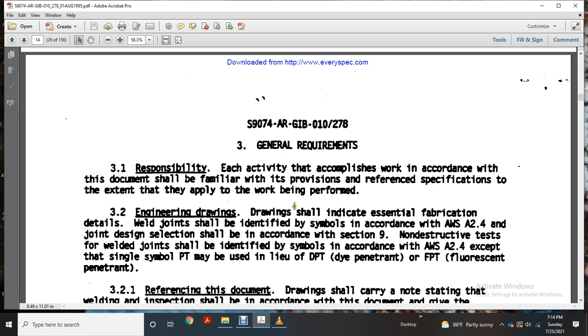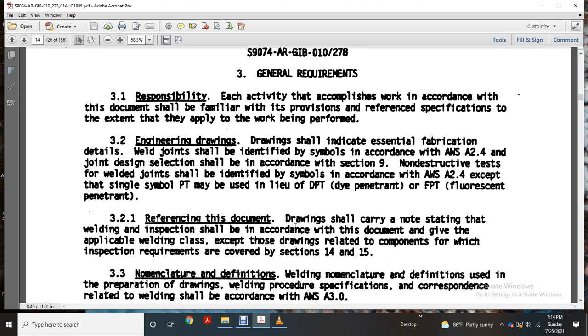Reference of this document, the drawing shall carry out non-destructive testing of the welding inspection in accordance with the document for the applicable welding class, except the drawing shall label the components which have inspection requirements covered within Sections 14 and 15.